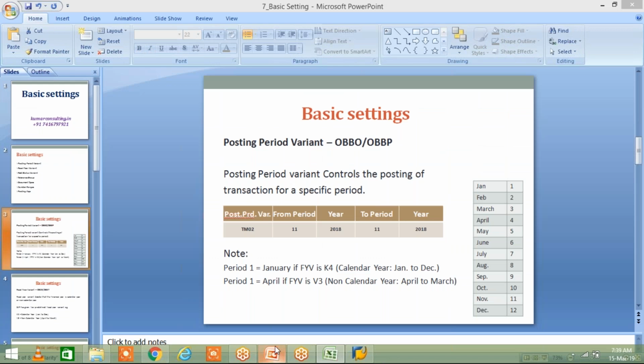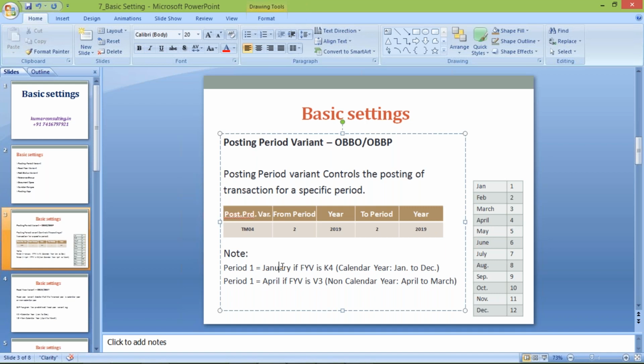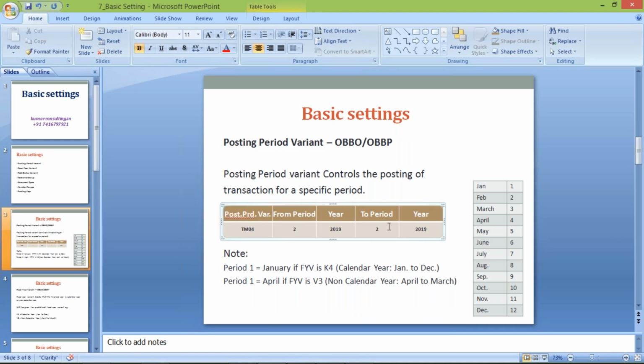Let's suppose I make it variant TM04. So what is happening in February month? We have opened period 2 of 2019 to period 2 of 2019. This is how we have the option. It means whenever we are going to post a transaction, we can post transactions only in February month.